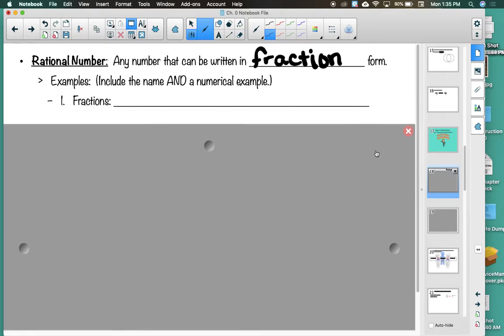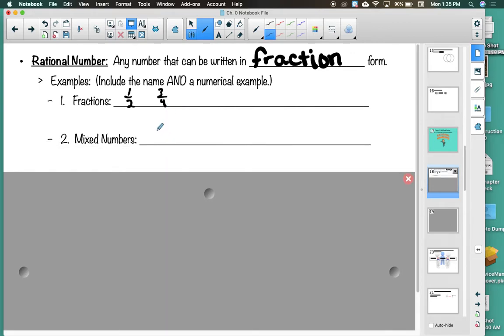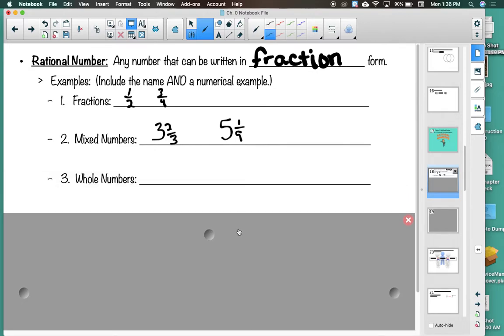So, examples of rational numbers are obviously fractions, like 1/2 or 3/4. You could write down any fraction you can think of there. Mixed numbers, well, that's the same thing, but with a whole number piece as well. So maybe 3 2/3 or 5 1/9. Those are both mixed numbers. They can both be turned into rational numbers. Whole numbers. Well, we know that a whole number can be turned into a fraction as well. So the number 5, the number 7, the number 213, all rational numbers.